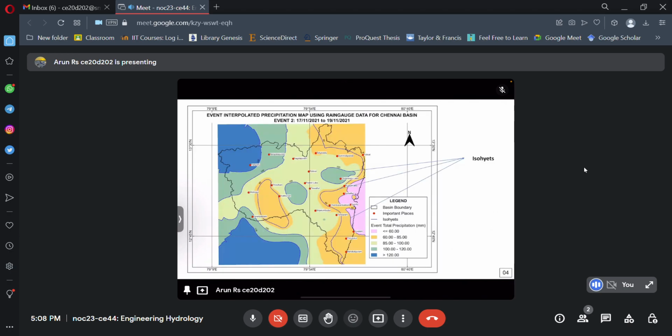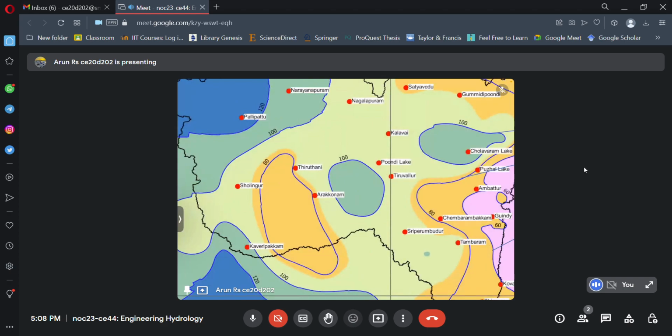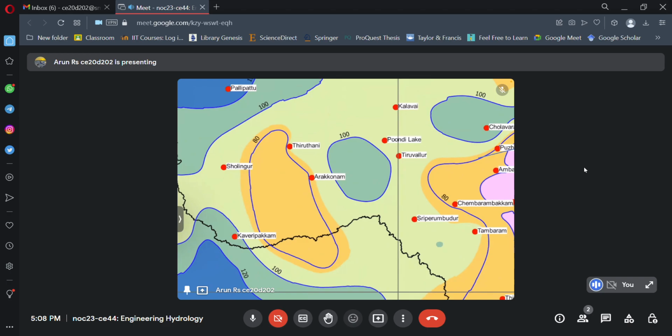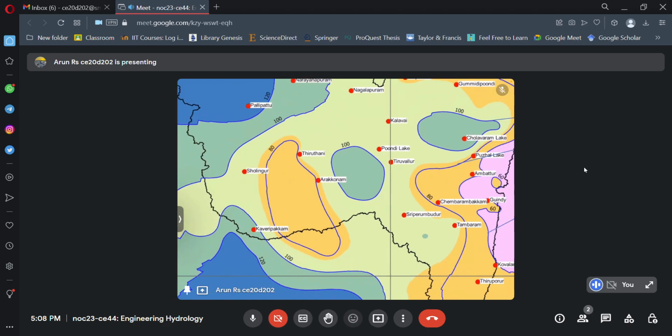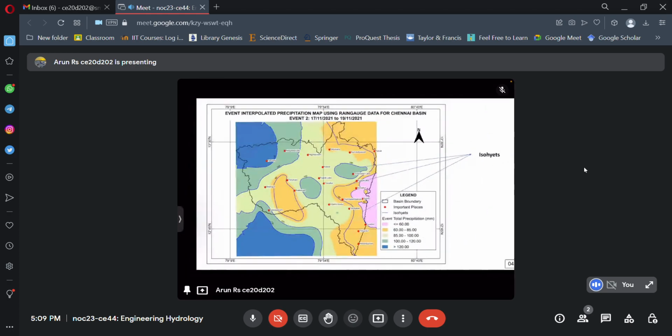And this is an isohydral map. This is for the entire Chennai basin for the rainfall which happened between 17 to 19 November 2021. Here you can see the isohyets, shown as blue lines along with their rainfall values. If I zoom in, you can see the red dots are the rain gauge stations, and the isohyets are the blue lines with the value marked on them. So this is how an isohydral map looks for an entire watershed.